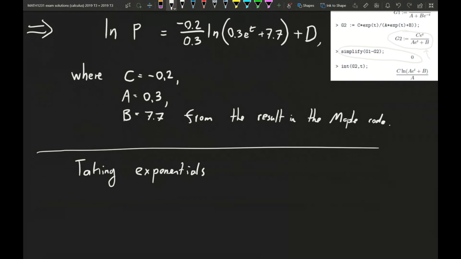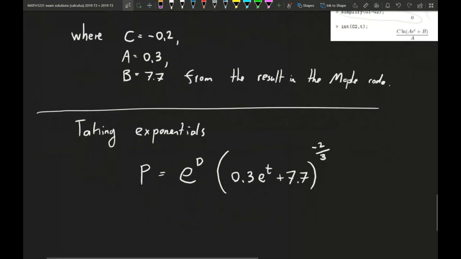So you're going to get, well, you have this minus 0.2 over 0.3. That's the same as minus 2 over 3. And log laws say I can pull this up inside the log. So I will get P is equal to the exponential of D times the exponential of the log of this expression of 0.3 e to the t plus 7.7, all of that to the power of minus 2/3.